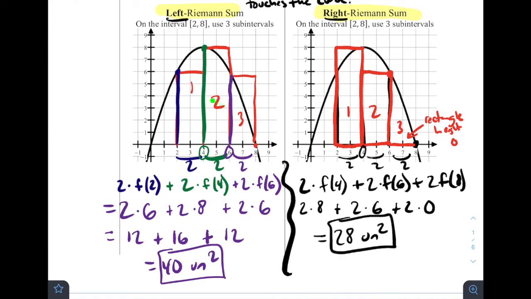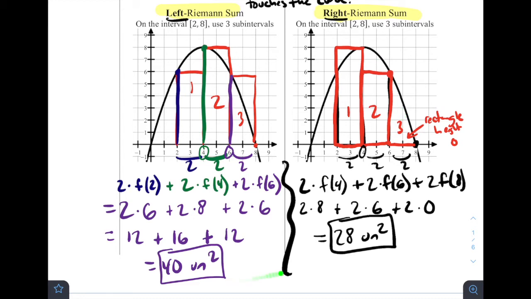So we have the same exact curve in 2 different cases here. One where we did a left Riemann sum, one where we did a right Riemann sum, and we got these 2 values of 40 units and 28 units. So here maybe we were a little bit over. Here maybe we were missing a bunch of area, right? I didn't get this area or this area over here.